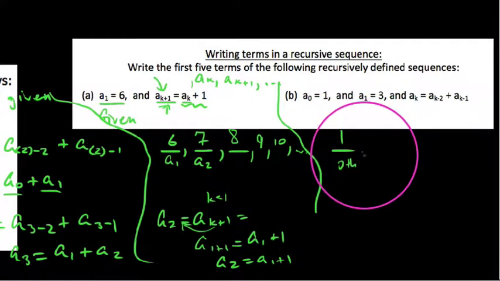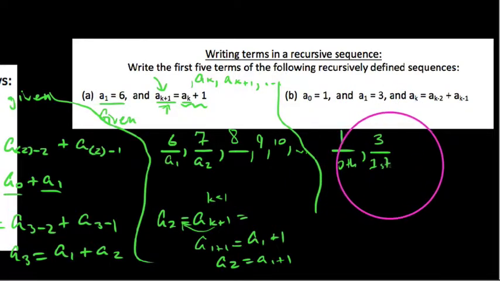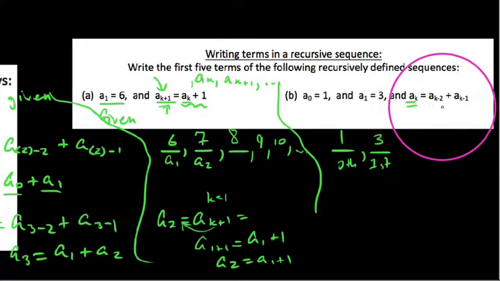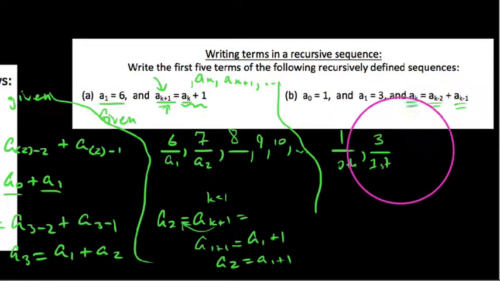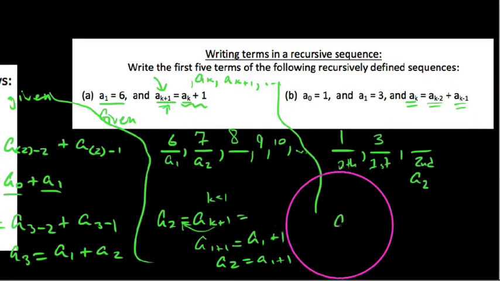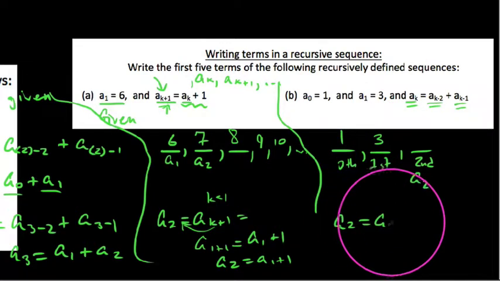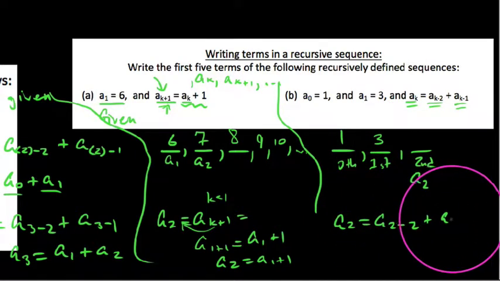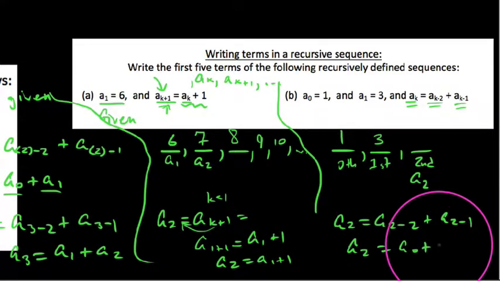a0 we say is 1, and we say a1 is 3. So we have our first term and our 0th term. This says to get the kth term, you take the (k-2)th term plus the (k-1)th term. So for instance, if I'm after the second term here, I want a2. I say, well then a2, which is a_k, if k is 2, then I would get a_{2-2} plus a_{2-1}. In other words, this would simplify to a0 plus a1.